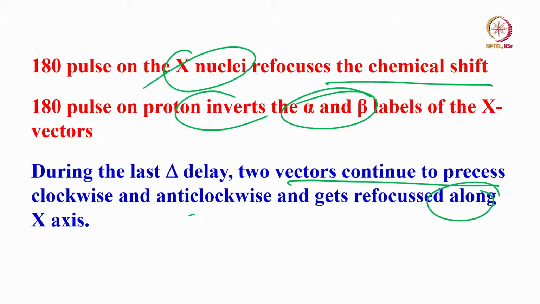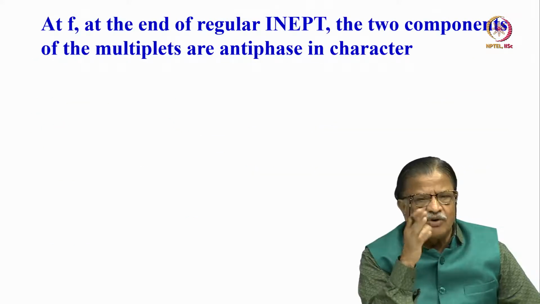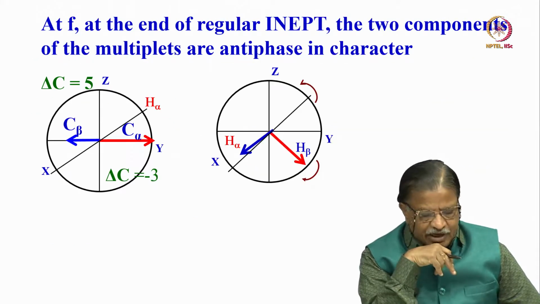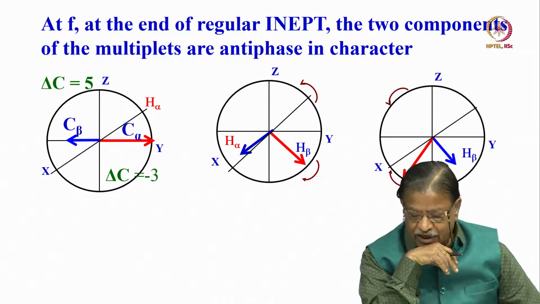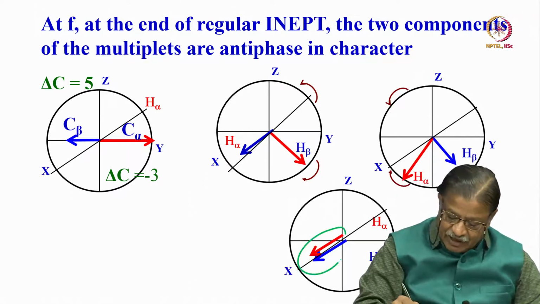Without going into the details, I am telling you, the 180 pulse on the X nuclei refocuses the chemical shift, the 180 pulse on the proton inverts the alpha and beta states, and as a consequence, during the last delay, these vector components keep moving the way they were, and then get refocused along the X axis. That's what we wanted. The antiphase components get refocused along the X axis, so there is a gain in intensity. There is no question of nullification at all. That's what happens after a delay.